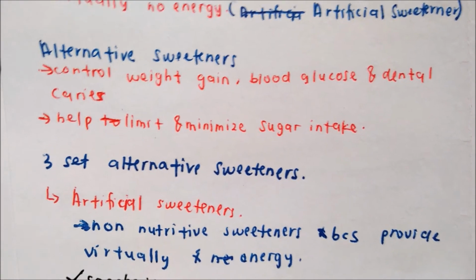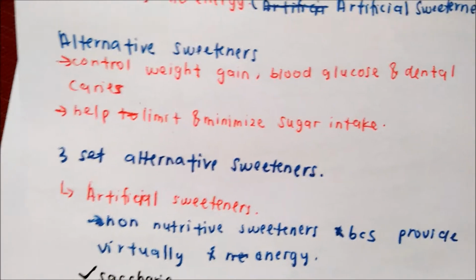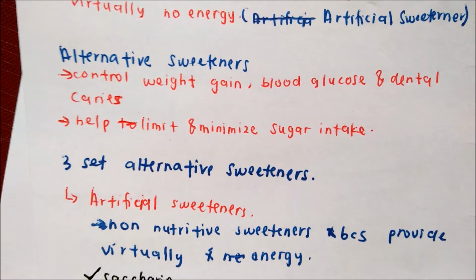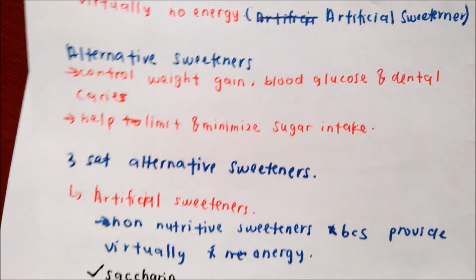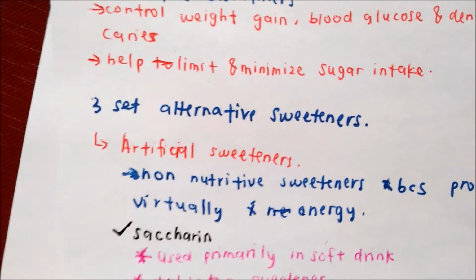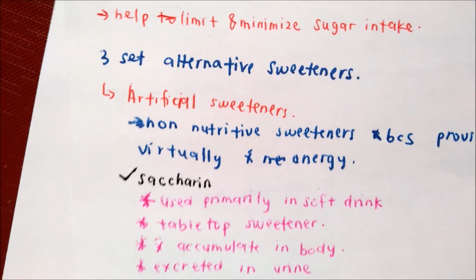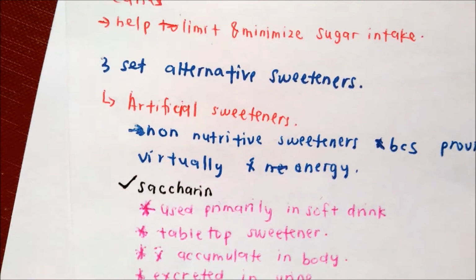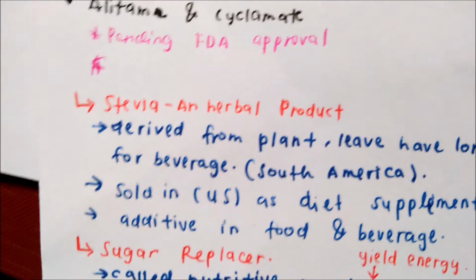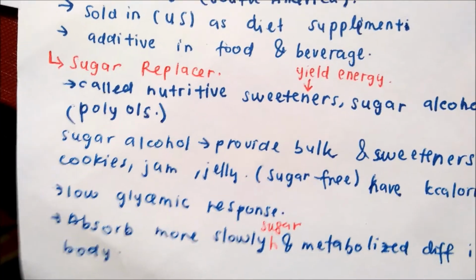Alternative sweetener, dia akan kontrol berat badan, blood glucose dan masalah gigi, dan dia juga akan help limit dan minimizekan sugar intake in our body. 3 sets alternative sweetener. Yang first kali artificial sweetener. Yang kedua stevia iaitu an herbal product. Dan yang ketiga adalah sugar replacer.